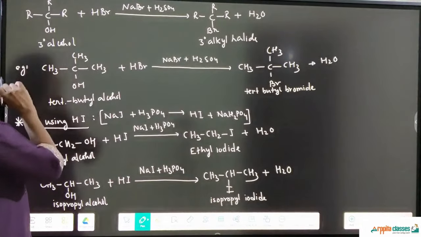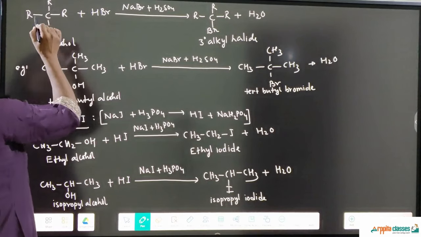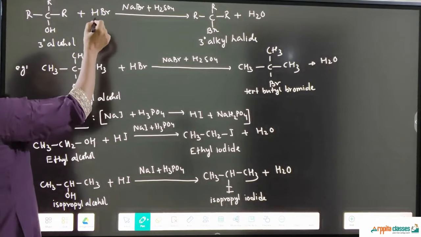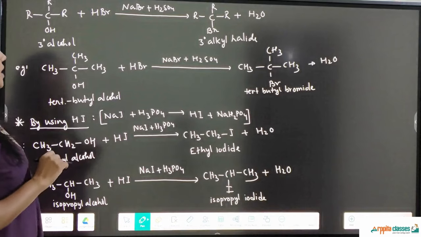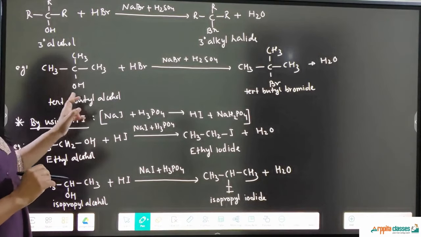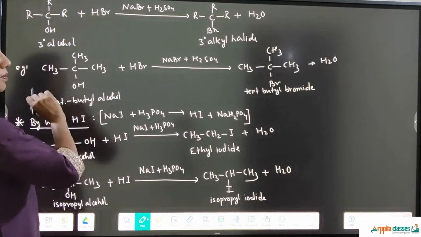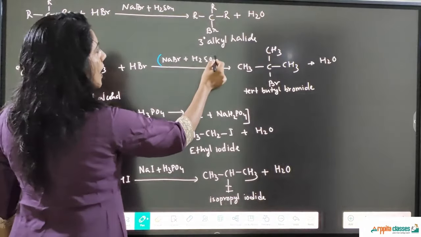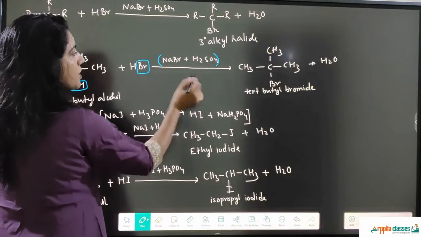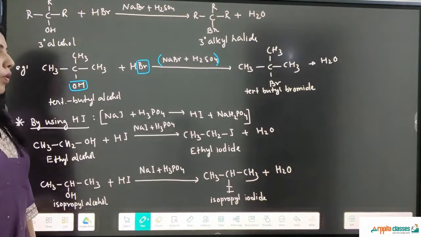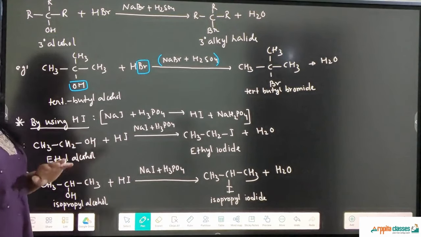Now this is a 3 degree alcohol, RCRROH, plus HBr. You can see the OH is substituted by Br. We have taken a particular example, tertiary butyl alcohol plus HBr. HBr comes from here, and we get OH substituted by Br. So we get tertiary butyl bromide plus water. I hope this is clear till here.